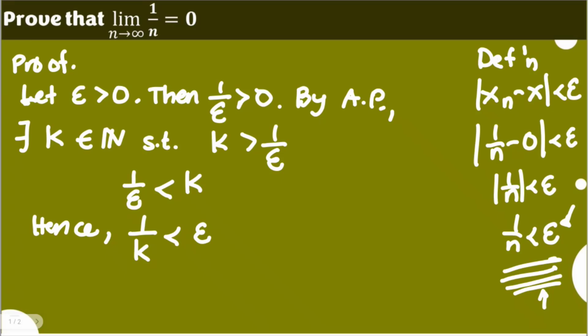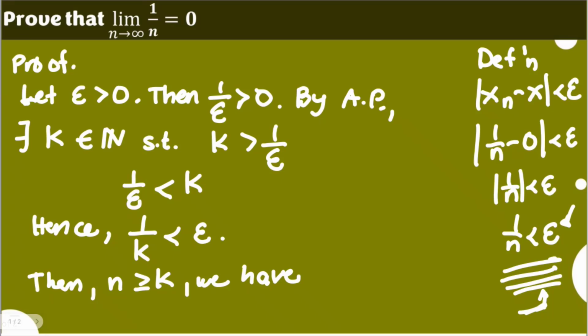So with this here, then part of the definition for n greater than or equal to k. This is the definition of the limit, because for every epsilon greater than 0, there exists a natural number k such that for all n greater than k, it would satisfy this. So that's our goal here.